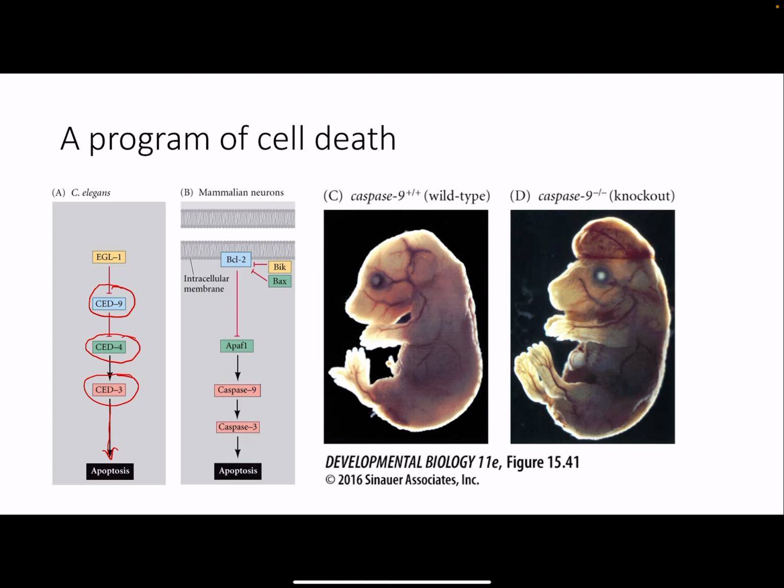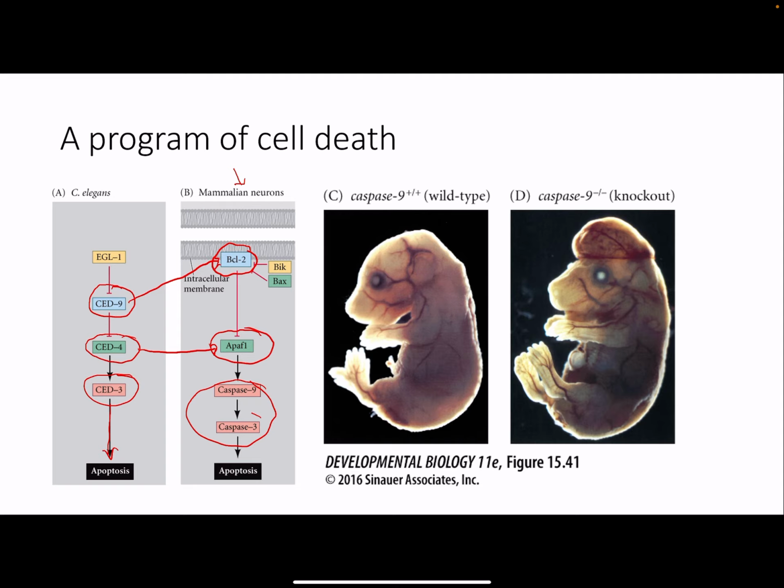Now, in mammalian neurons, we have some corresponding factors. CED-9 is actually called BCL2 in mammalian neurons. That's why these boxes are colored the same way. CED-4 is APAF1, and then in terms of CED-3, we have caspase-9 and caspase-3. And these then drive apoptosis. So the presence of BCL2 stops that, whereas APAF1, like CED-4, will drive this process.